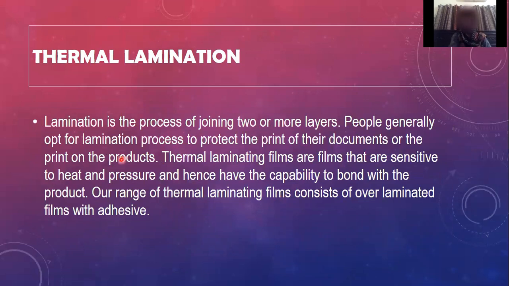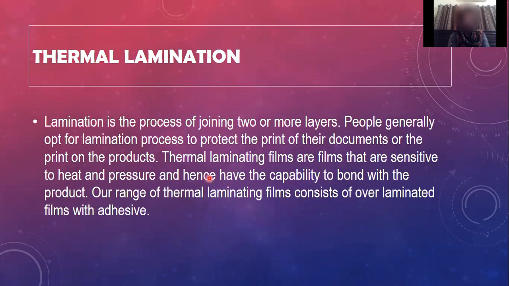Next, we have thermal lamination. As we discussed in the previous slides, we have a lot of documents which are very important to us. So basically, thermal lamination is a basic process to laminate our documents. Lamination is a process of joining two or more layers. People generally use the lamination process to protect the print of their documents or the print on the product. Thermal laminating films are films that are sensitive to heat and pressure and hence have the capability to bond with the product.